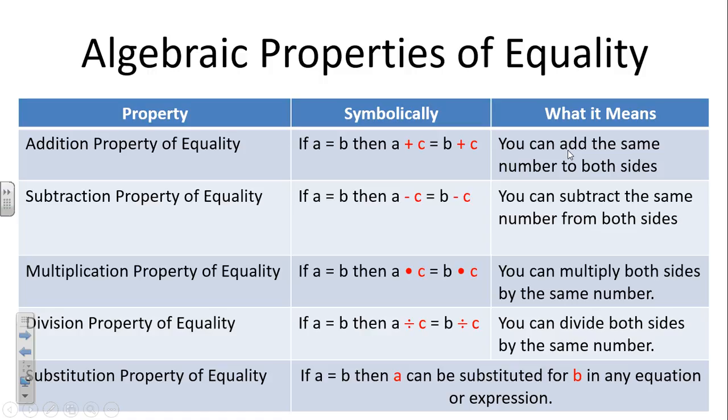Then we have the subtraction property of equality, and that says that when you have a equals b again, you can take a minus c, and that will be equal to b minus c. We can subtract the same number from both sides.